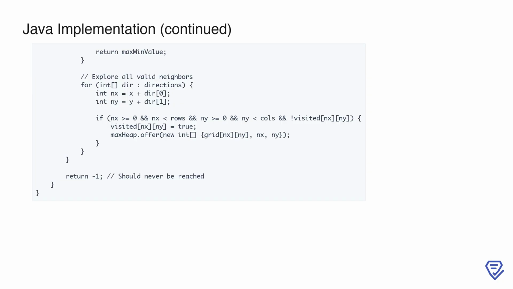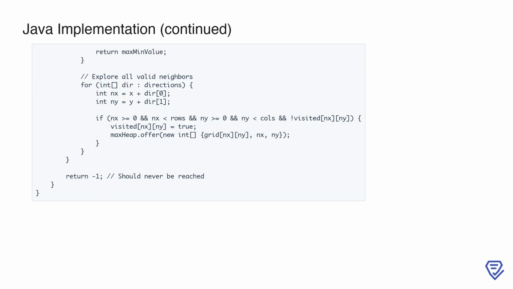The value of the cell, along with its coordinates, is added as an entry in the max heap to ensure it is processed in order of priority based on its value. This process continues until we either reach the bottom right corner or exhaust all possible paths. If the bottom right corner is reached during this process, the method immediately returns max-min value, which represents the maximum minimum value along the path. However, to handle edge cases where no path exists, although this should not occur given valid inputs, we return -1 at the end of the method as a fallback.